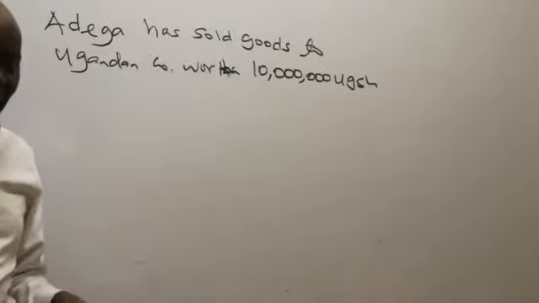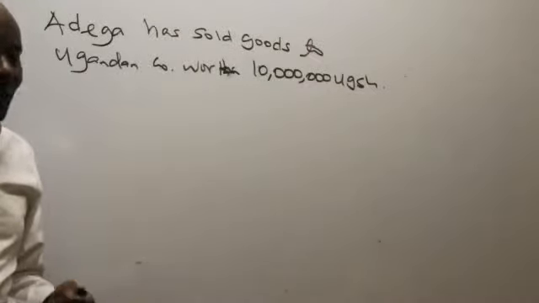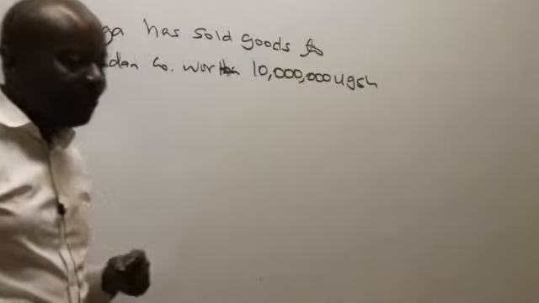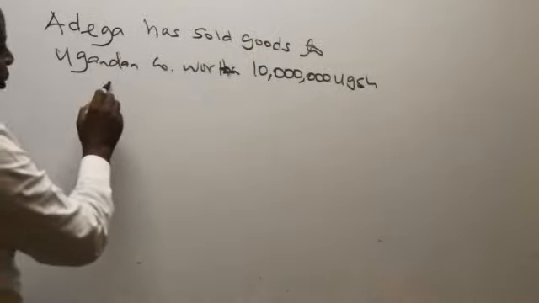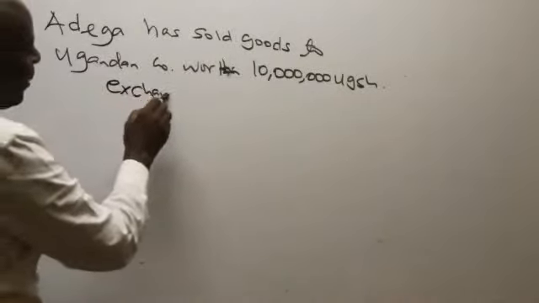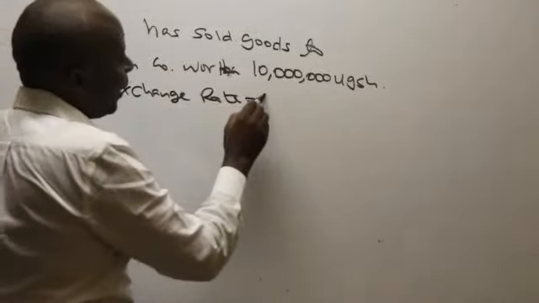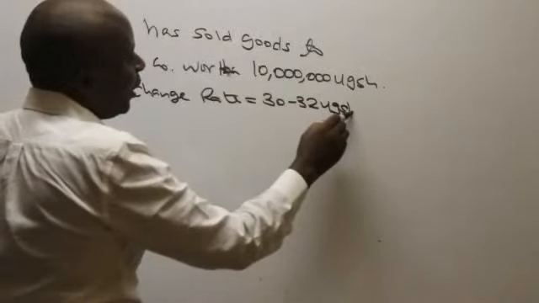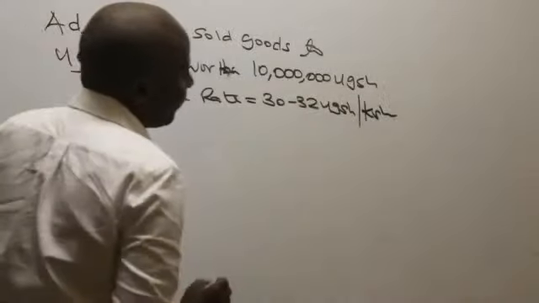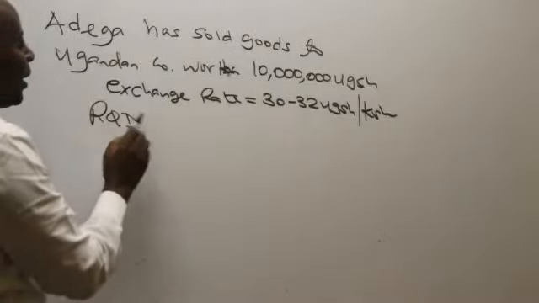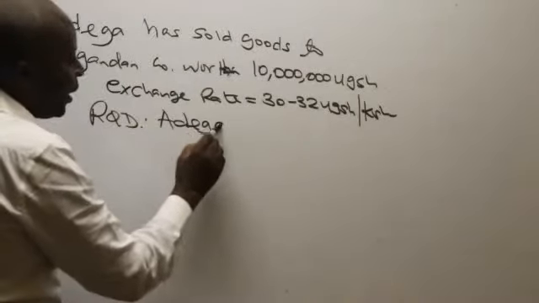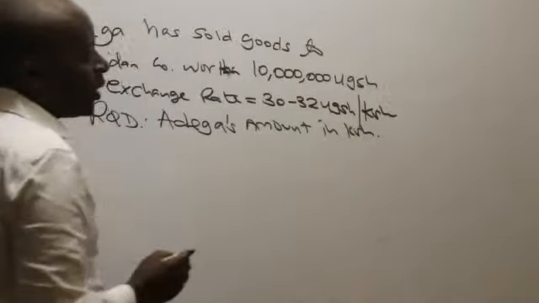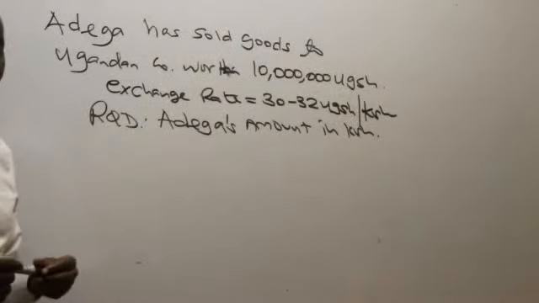Even if she wanted to preserve her wealth in terms of Uganda shillings, after some time, atasikia amefinyika, ataenda for sure exchange pesa. She's a Kenyan. So in this case, she goes to some bureau and she's able to get some offer. Exchange rate, wakamwambia ni 30 to 32 Uganda shillings per Kenya shilling. So required, Adega's amount in Kenya shillings.